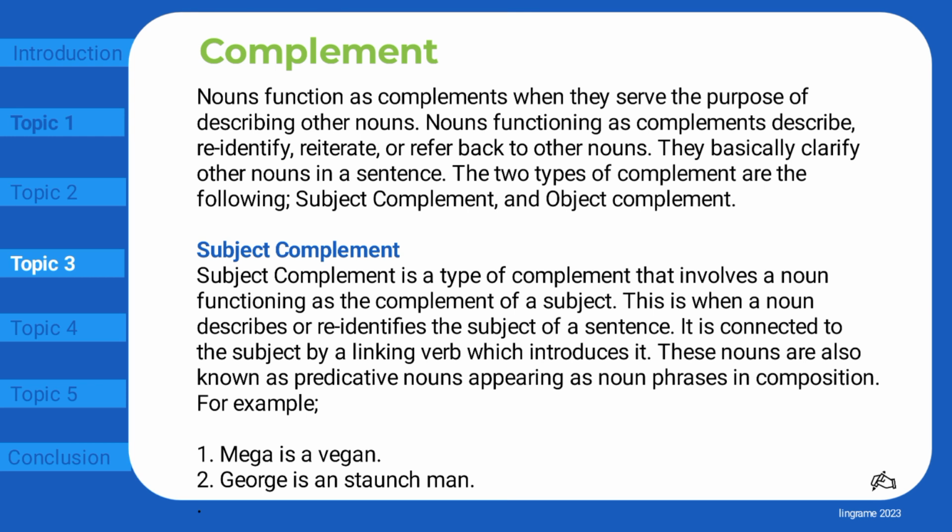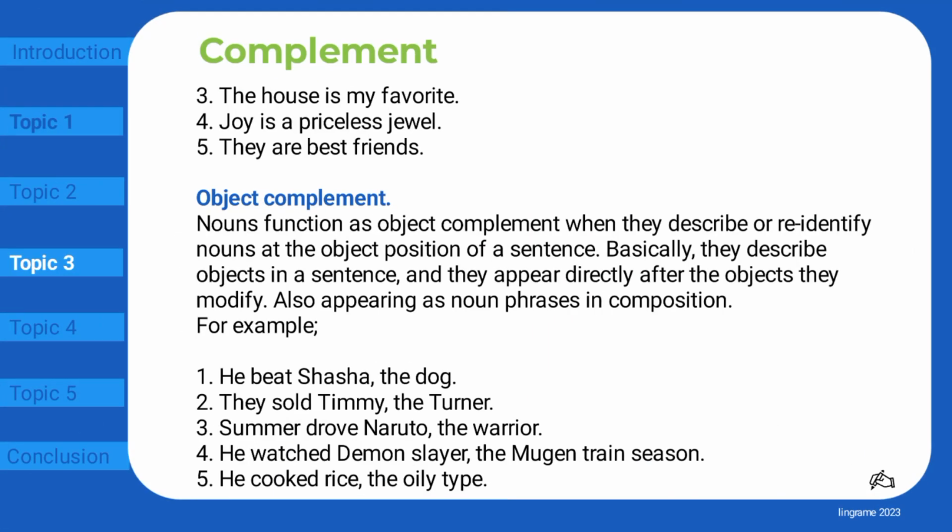For example, Mego is a vegan. George is a staunch man. The house is my favorite. Joy is a priceless jewel. They are best friends.